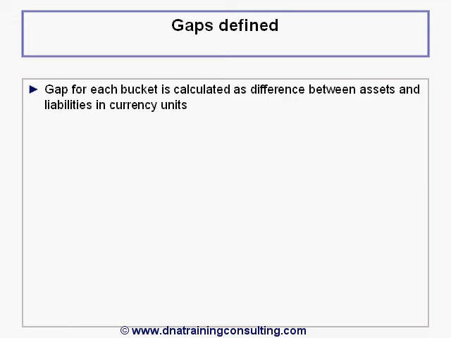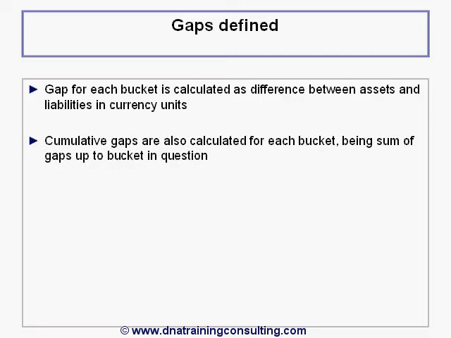The gap for each bucket is next calculated as the difference between assets and liabilities in currency units. Cumulative gaps are also calculated for each bucket, being the sum of gaps up to the bucket in question, all of which we will illustrate shortly on a spreadsheet.